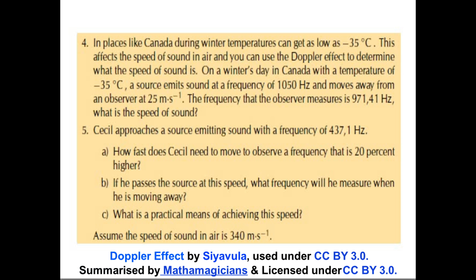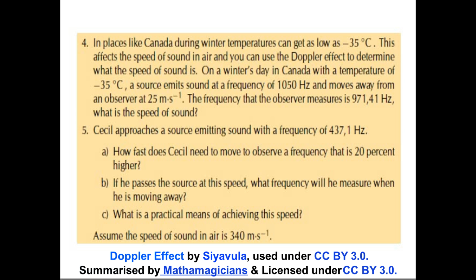Hello everyone, and let's take a look at question 4 of the exact same activity, exercise 6.1. Just moving on to question 4. Question 4 is a very important question to improve our understanding of the Doppler effect.